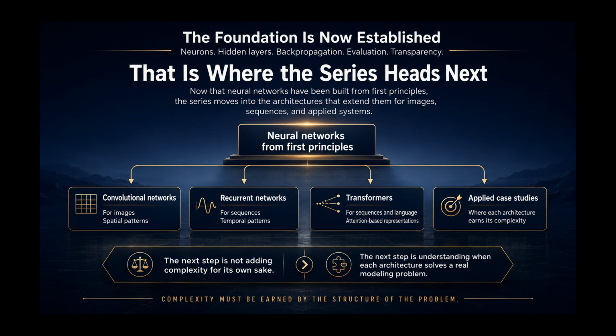With the foundation of neural networks established from first principles, the series is ready to move into the architectures built on top of it. Convolutional networks for images, recurrent networks and transformers for sequences, and the applied case studies that show where each earns its complexity. That is where the series heads next.